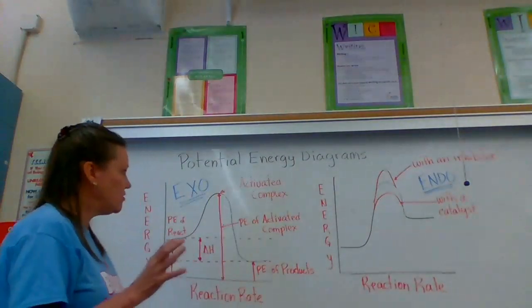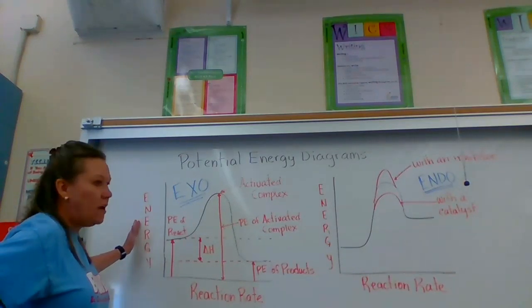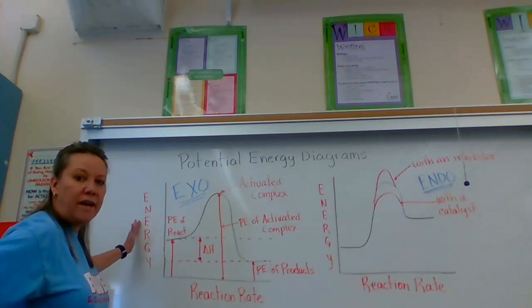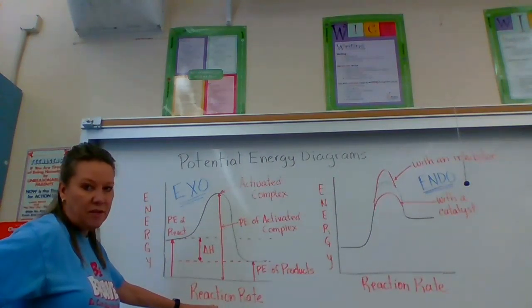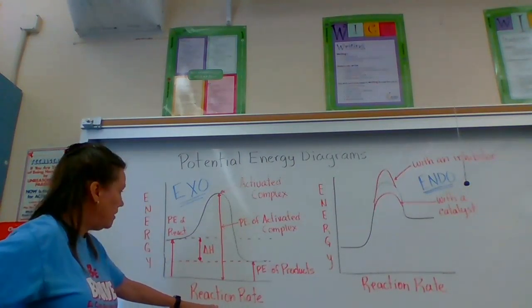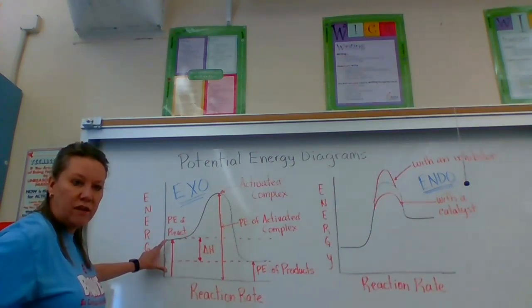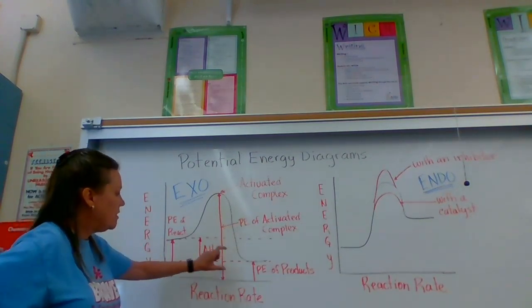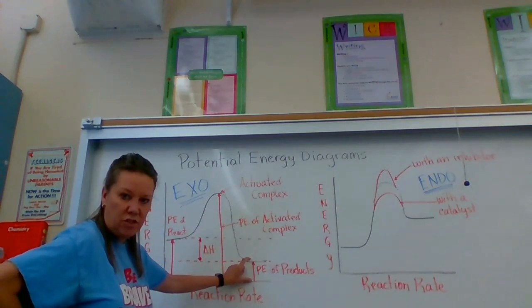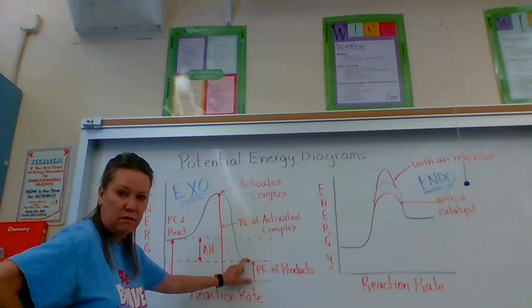Okay, so on this graph, I'm going to explain the parts of it real fast. The dependent variable on the y-axis is the energy. The independent variable is the reaction rate. This part right here is the potential energy of the reactants before they get to react. This here is the potential energy of the products. This is the energy that they have after the reaction.